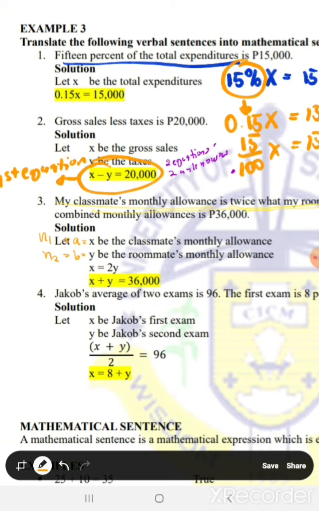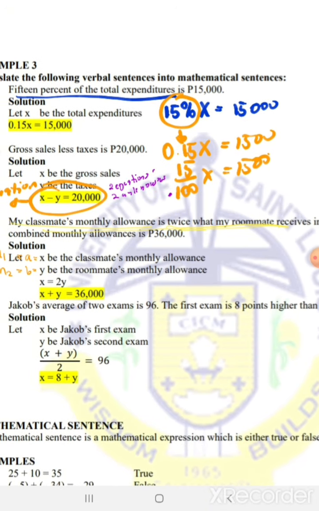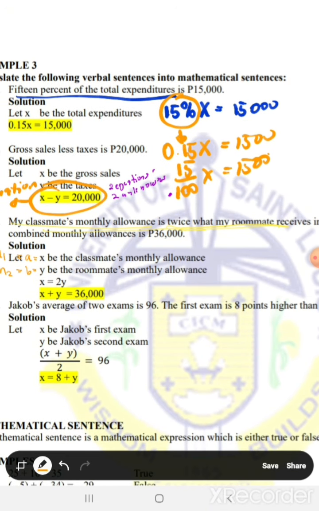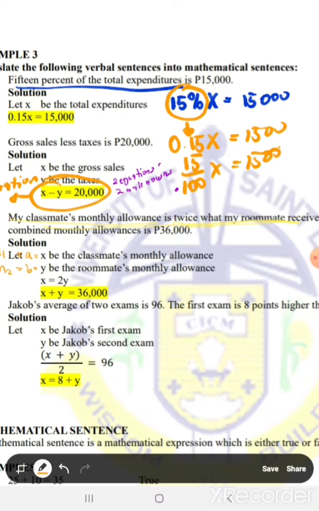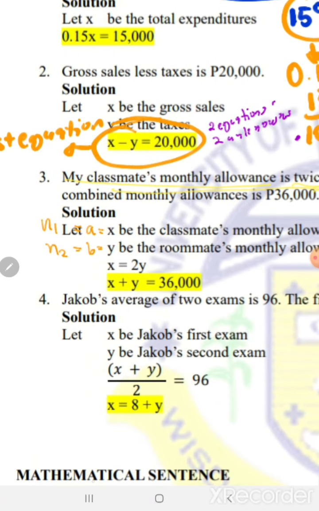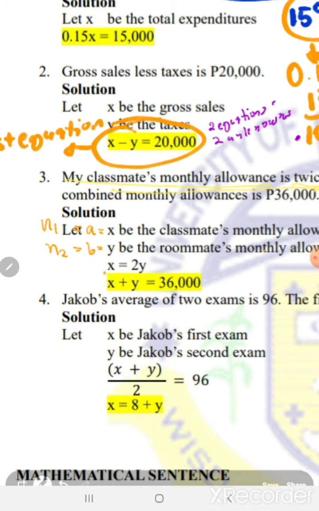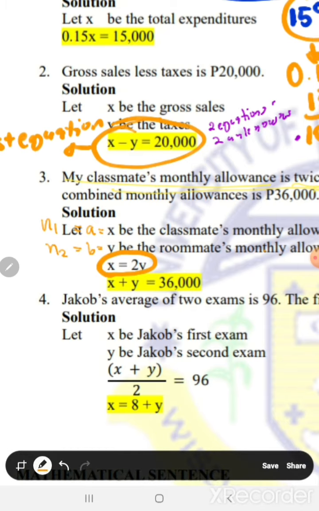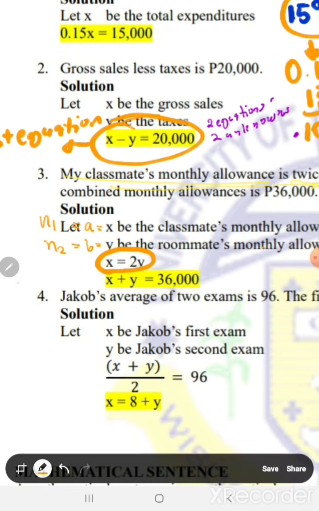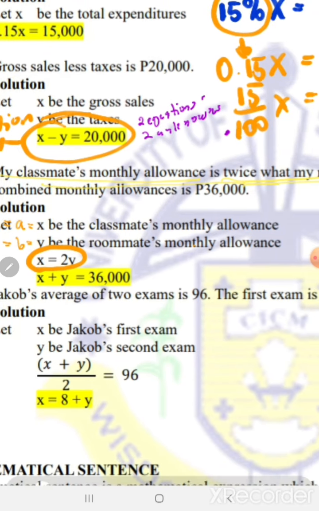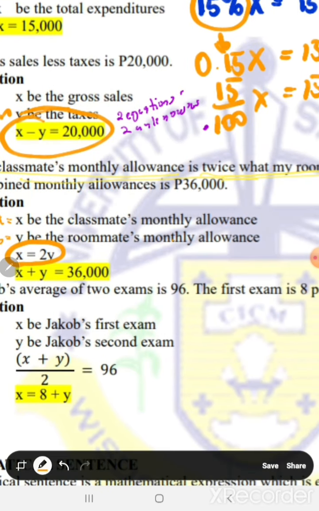Okay? So, you may represent any variable in the alphabet for your phrases. Okay? My classmates' monthly allowance is twice my roommates'. The first statement connects your X and Y, which means it is telling you the first equation, and this will make this problem solvable. Why? Basically, if you want to solve for the values of X and Y later on, you will just substitute X with 2Y.